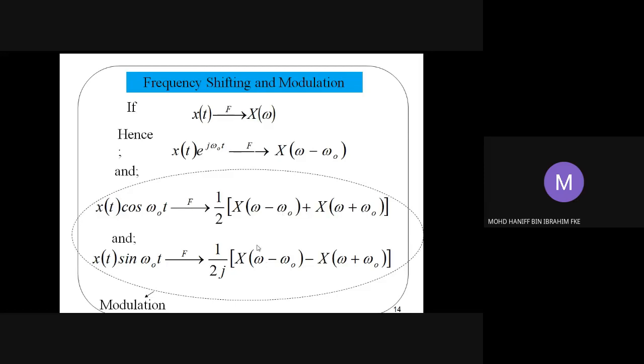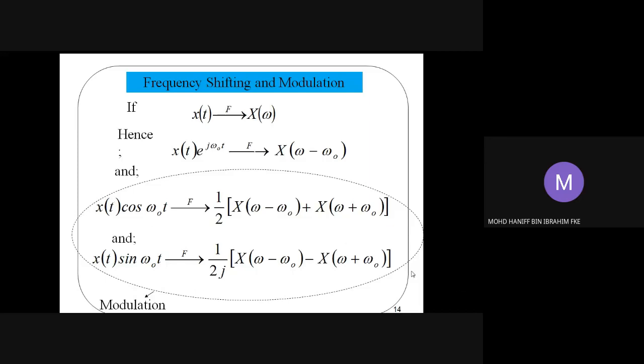A shifting of X(omega) to the right and X(omega) to the left. This is the case of multiplication of x(t) with cos omega naught t, and this property is called modulation. It is a property whereby a signal in the time domain is multiplied by trigonometric terms, whether it is cosine omega naught t or sine omega naught t. The one for sine omega naught t is given down here, so you can read this on your own.